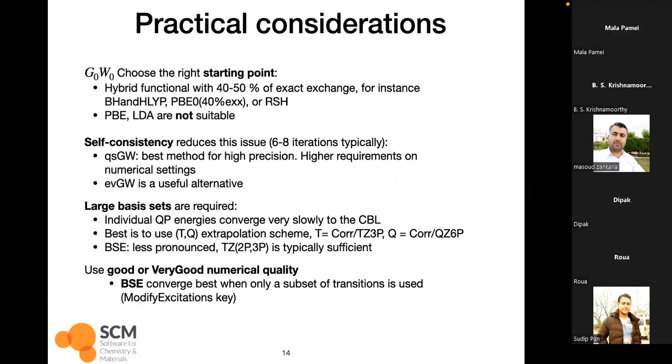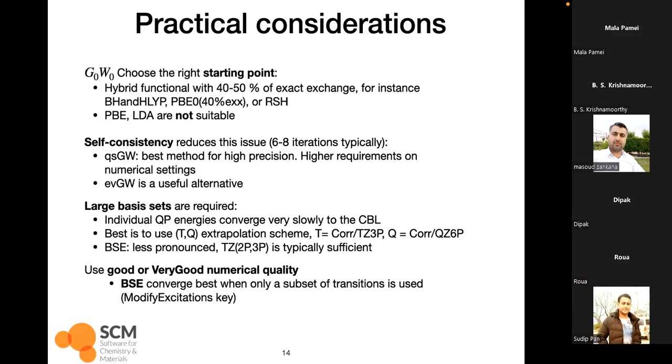Just a summary of what I just said. Practical considerations. If you do G0W0, choose the right starting point. It is important that you use a hybrid functional with 40 to 50% of exact exchange. You can use BHandHLYP. You can also use a range-separated hybrid. They work great as well. But it typically doesn't matter what you use as long as you have enough exchange. And do not use PBE and do not use LDA. That is something that has been done in the solid state literature early on. It works quite well for solids. It doesn't work well for molecules.